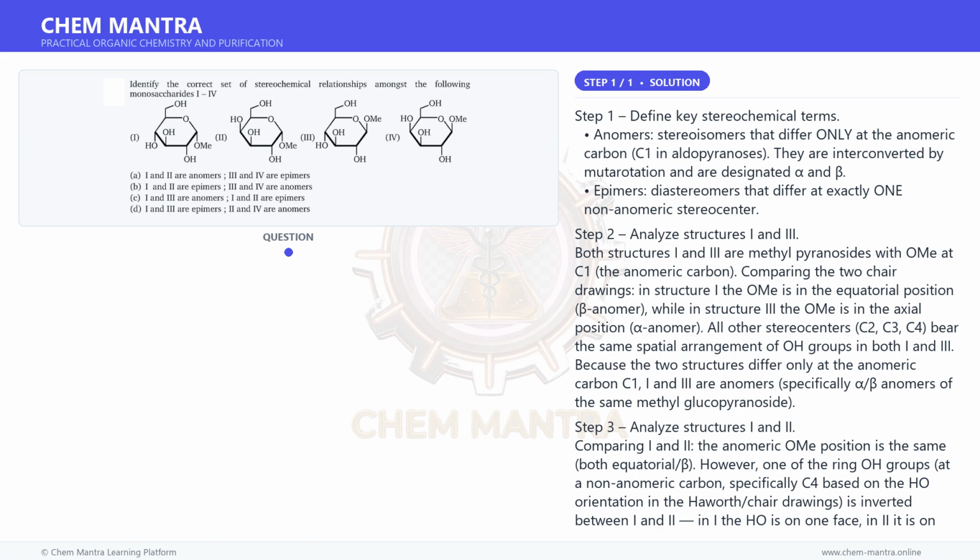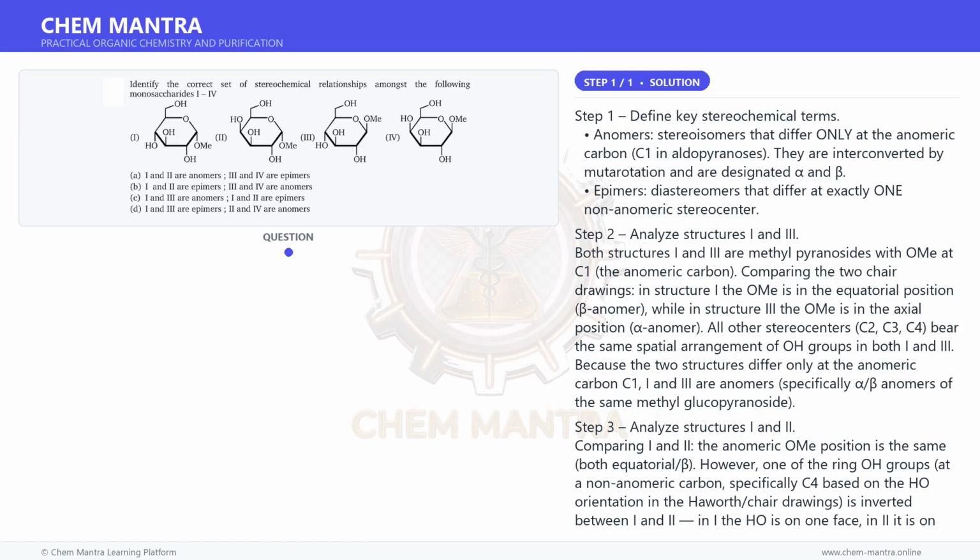Step 2. Analyze structures I and III. Both structures I and III are methyl pyranosides with OMe at C1, the anomeric carbon. Comparing the two chair drawings, in structure I the OMe is in the equatorial position, beta anomer, while in structure III the OMe is in the axial position, alpha anomer.